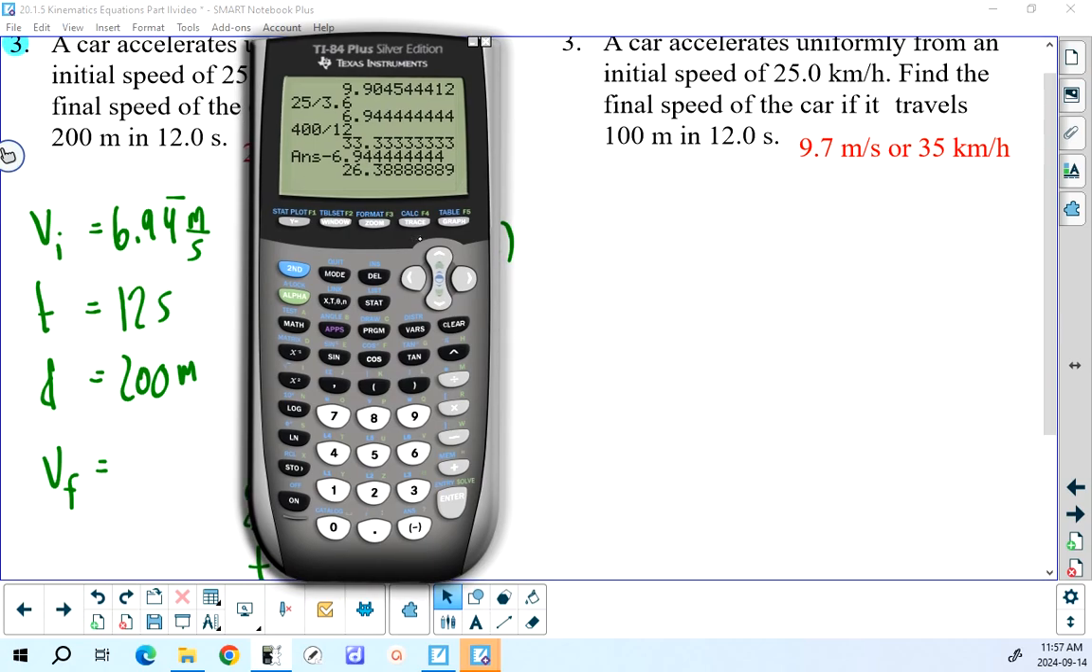The difference over here is that the distance in number 3 for the second version is only 100, so 2 times 100 divided by the 12, and then subtract this 6.94 repeating is only 9.7 meters per second. And if you convert that to kilometers per hour, you're going to get 35 kilometers per hour. So there are the solutions to the quiz.